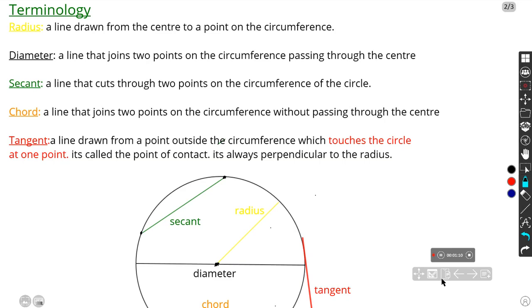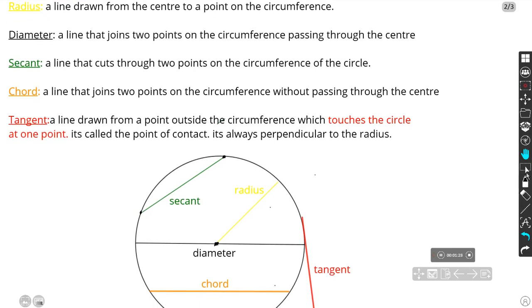Okay. Now we have what we call a radius. Right? What is a radius? A radius, it is a line drawn from the center to a point on the circumference. As you can see now, line yethu lana ngiyenze ngobuyellow. Maybe just scroll down, okay? Ngiyenze ngobuyellow, right? So you can see that it is a line from the center to a point on the circumference. Then we have what we call a diameter.